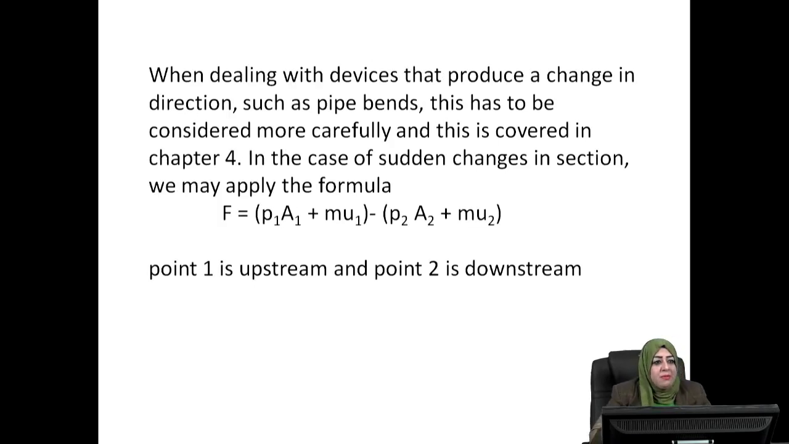When dealing with devices that produce a change in direction, such as pipe bends, this has to be considered more carefully, and this is covered in another chapter. In the case of a sudden change in section, we may apply the formula F equal P1 A1 plus M U1 minus P2 A2 plus M U2. That means point 1 is the upstream and point 2 is downstream.